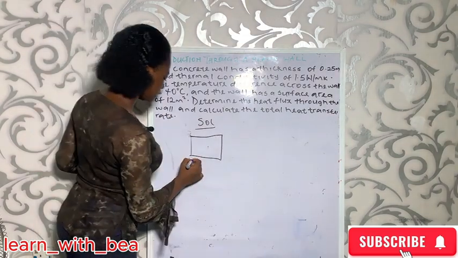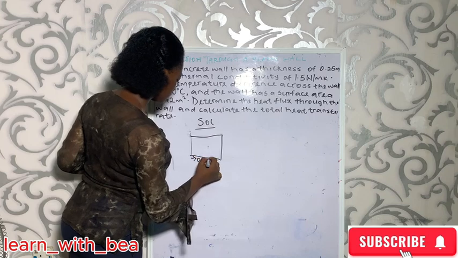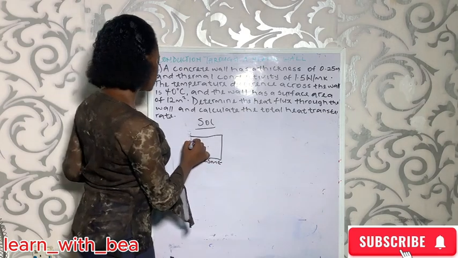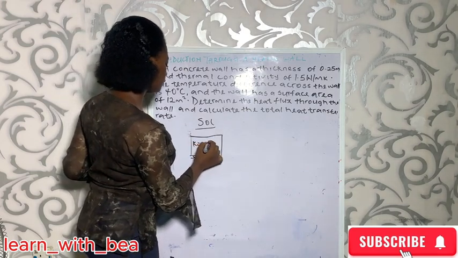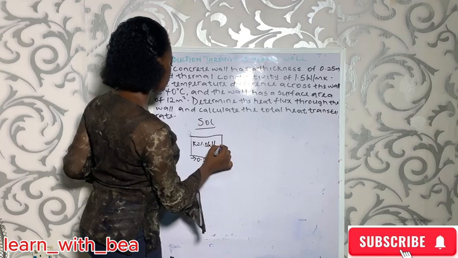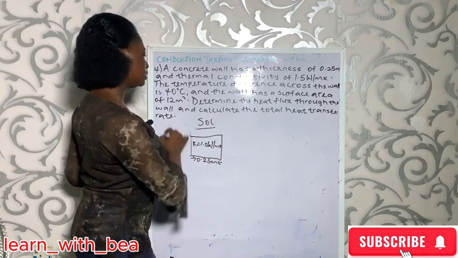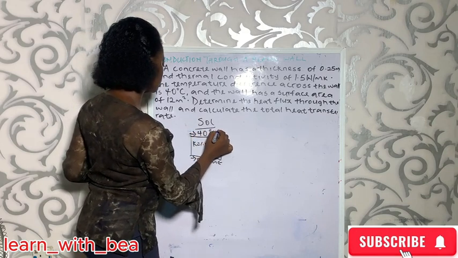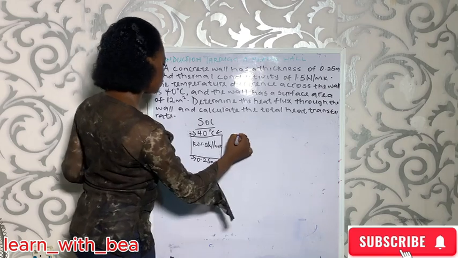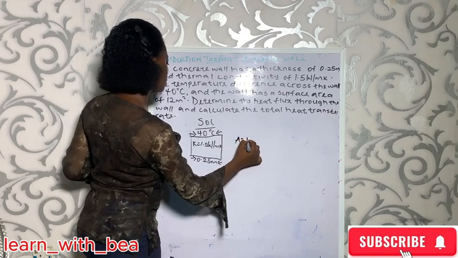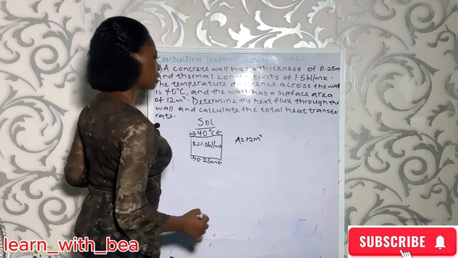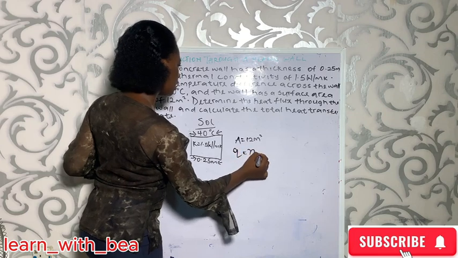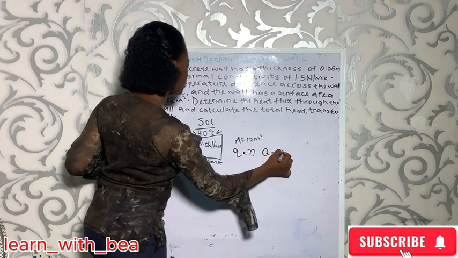So it has a thickness of 0.25 meter, right? The thermal conductivity is 1.5 watts per meter Kelvin. The temperature across the wall is 40 degrees C. It has a surface area of 12 meters square. So we have to determine the heat flux and the total heat transfer rate.